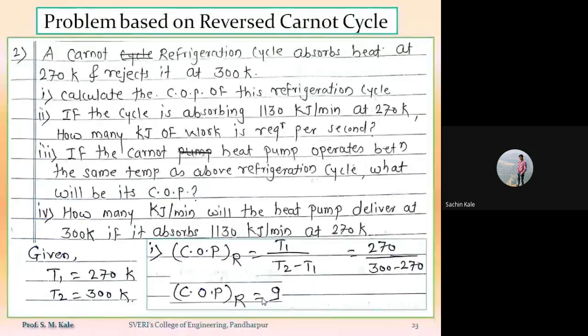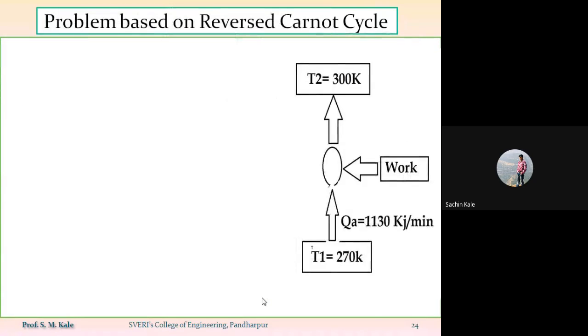Second thing, what we have to calculate: if the cycle is absorbing 1130 kilojoule per minute from 270 Kelvin, how many kilojoule of work is required per second? For that purpose, we will draw one diagram. There are two temperatures, 270 Kelvin and 300 Kelvin. In the refrigeration cycle, heat will be absorbed from the lower temperature body and rejected to the higher temperature body. To do so, we require to provide work.